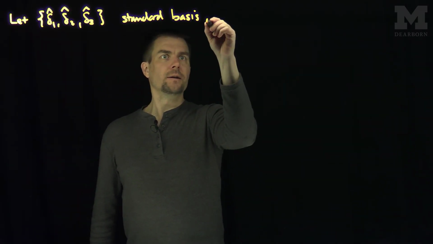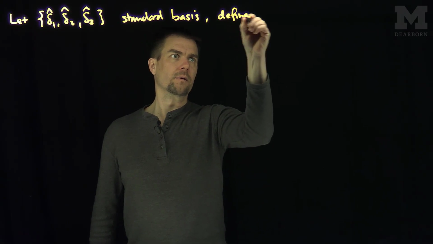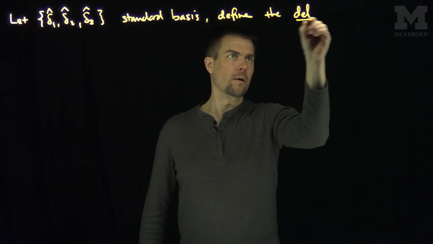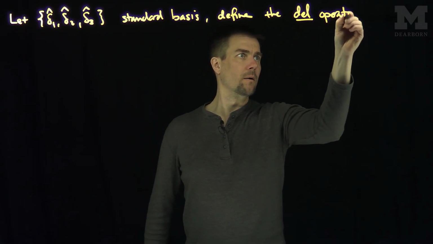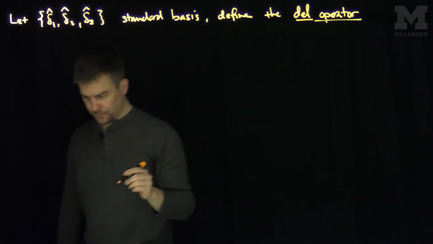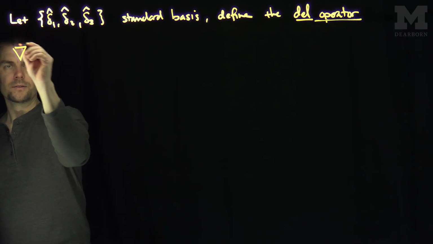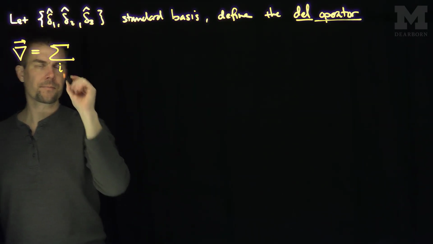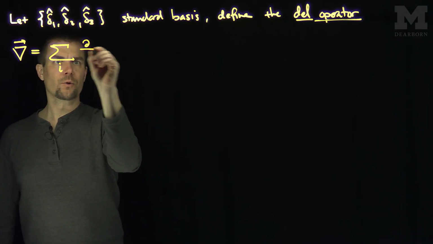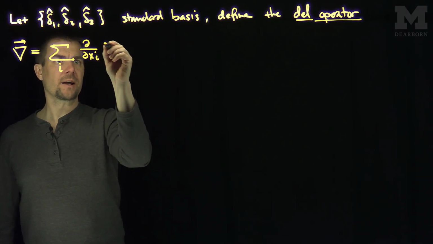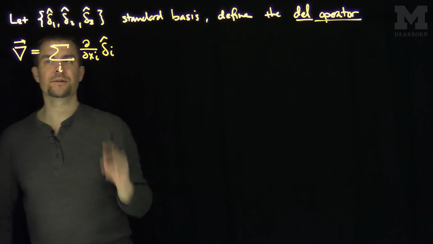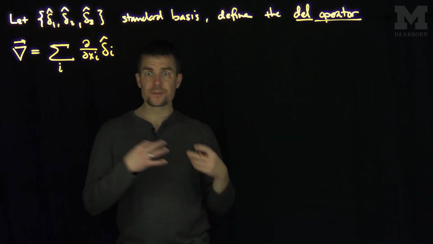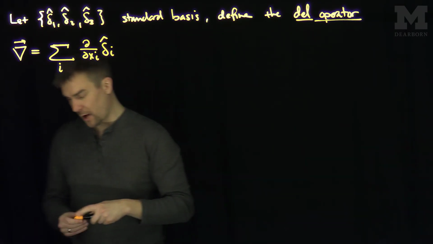And then we define the del operator as follows. Del is simply the sum over i of the partial with respect to xi, delta i hat. Now this del operator allows us to compute gradients, divergence, curl. So let's see how that helps us.